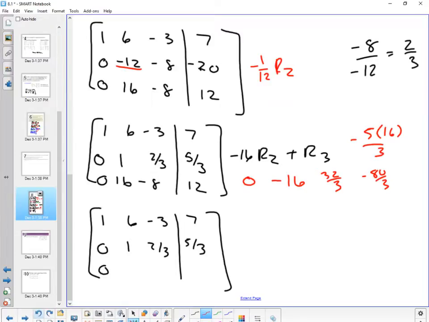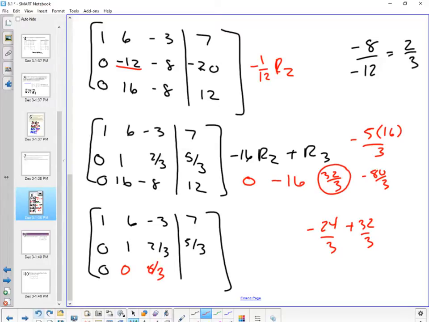Alright, let's add them up. 0 plus 0 is 0. 16 minus 16 is also 0. What is this one now? That'd be negative 8, that's negative 24 over 3, plus 32/3. How much is it? That will give us 8/3.